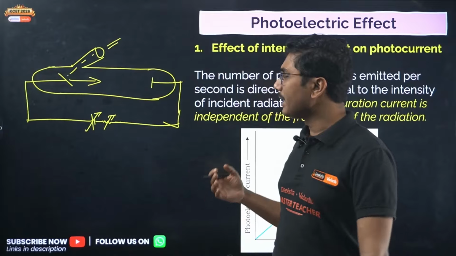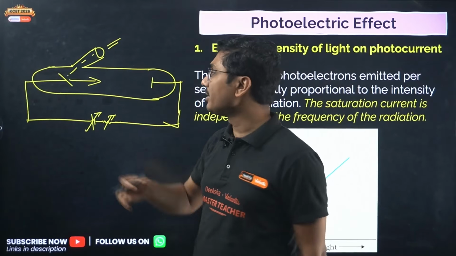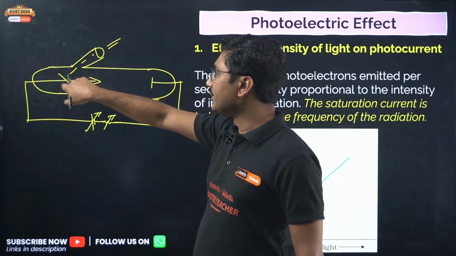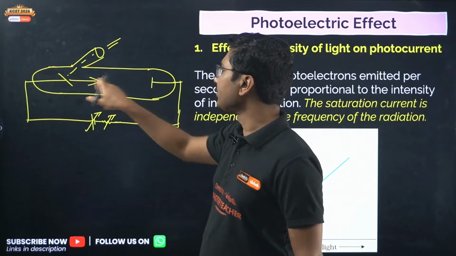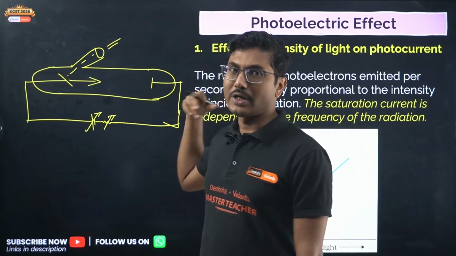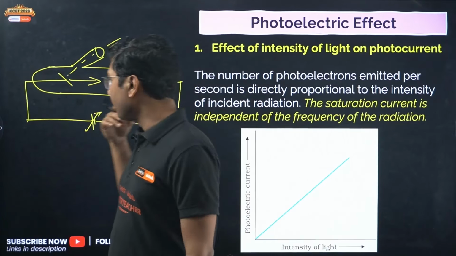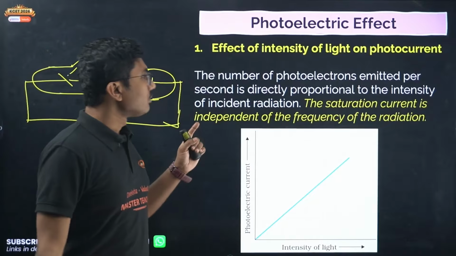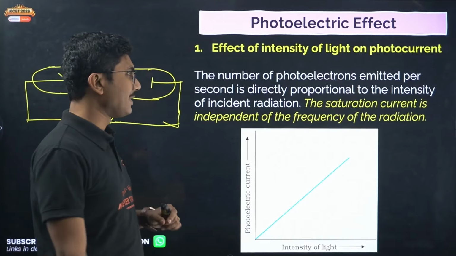So this is a very simple experimental design by Hallwachs and Lenard. They shine some light on this metal. This is the active surface, and from this electrons are emitted. So if you can collect the electrons on this surface, you can say this much current is flowing in this circuit. So this is how the experiment was done.